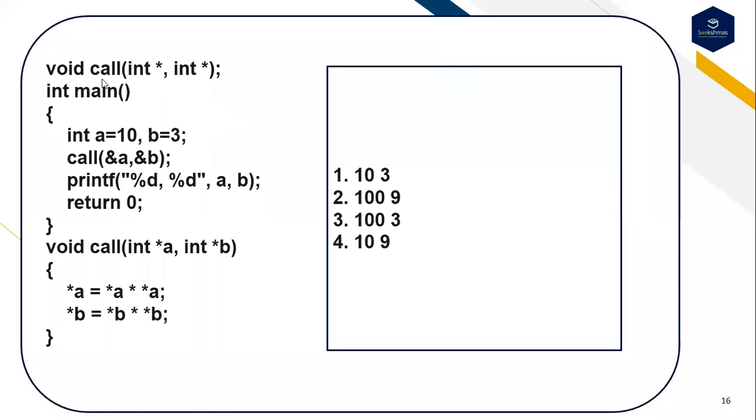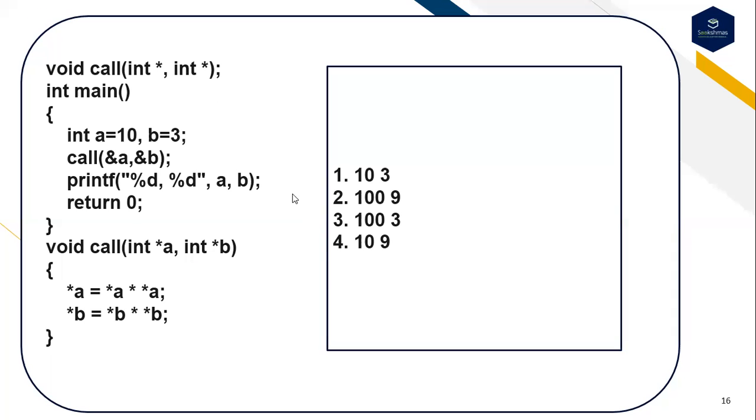That's the next question: void call int star comma int star, int main, int a is equal to 10, b is equal to 3. Call, I am passing the address of a and b. So printf %d a and b, and this is the function definition. Here I'm taking the pointers star a and star b, and star a is assigned star a into star a, and star b is equal to star b into star b. Predict the output of this code.